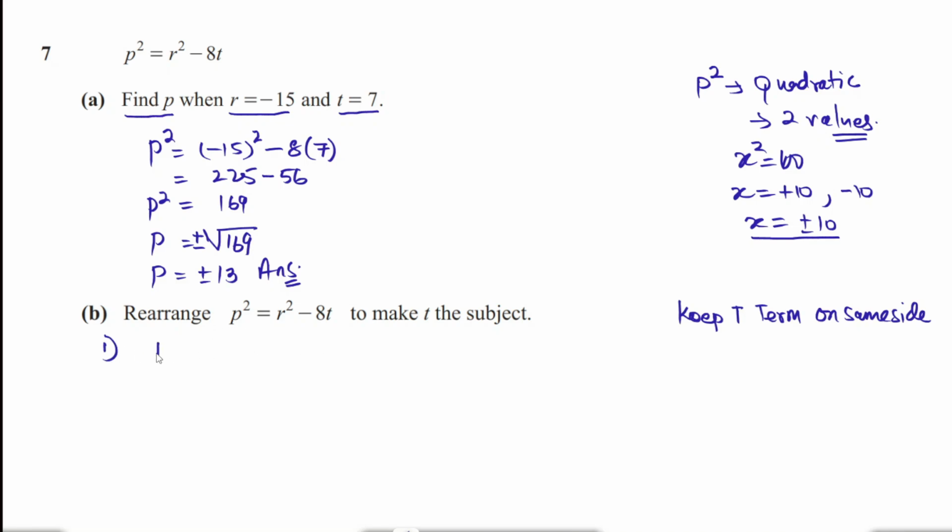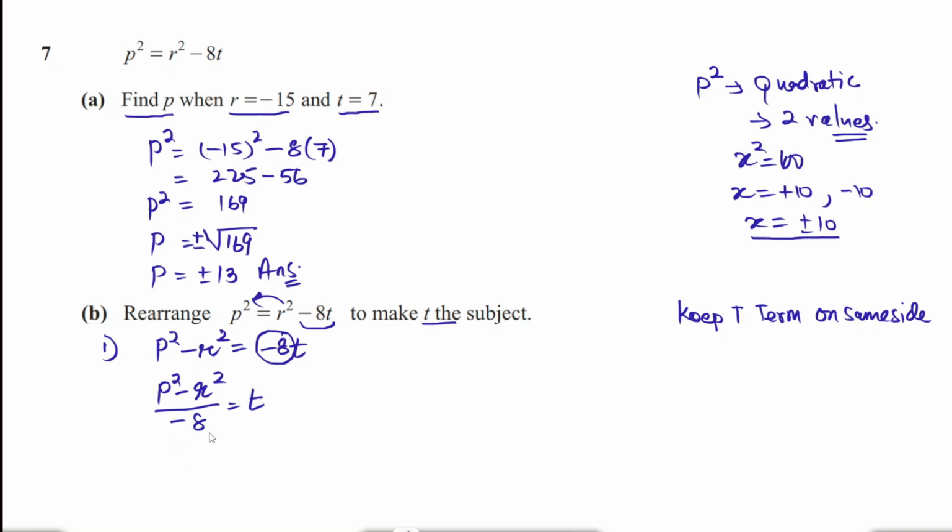So method number 1: p square. We take r square to the other side. So r square is positive here. It will go and change its sign to negative. And here we are left with minus 8t. Since we are going to make t the subject, t is being multiplied by minus 8. And what is the inverse operation of multiplying by minus 8? That is dividing. So p square minus r square upon minus 8 equals t.